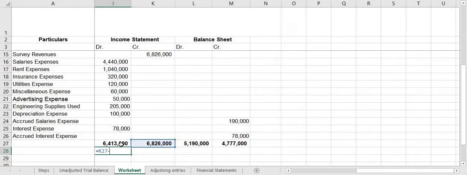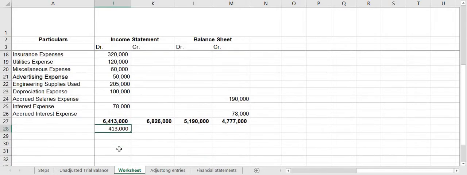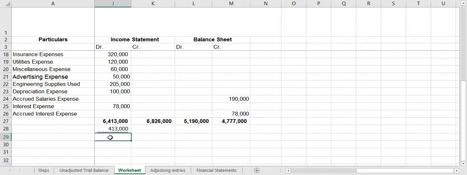6,826,000 minus 6,413,000. That gives you 413,000. Meaning the 413,000 is the amount of the profit for the year. Okay? So let's add it sa iyong debit balance. 614,000 plus 413,000. Ayan. That gives you 6,826,000.